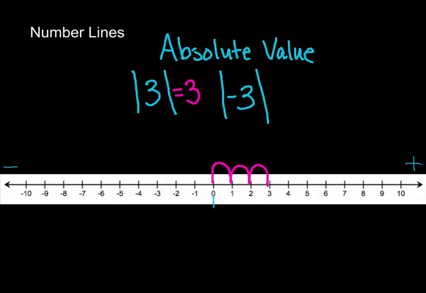Now for -3, I'm going to also start at 0. And I want to know how many steps it will take me to get to -3. That's 1, 2, 3 steps. Which means that the absolute value of -3 is also 3. Absolute value is always a positive number. Absolute value represents distance, and distance cannot be negative. So whenever something asks for the absolute value of an integer, your answer is always going to be positive.